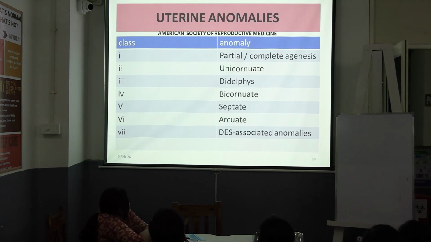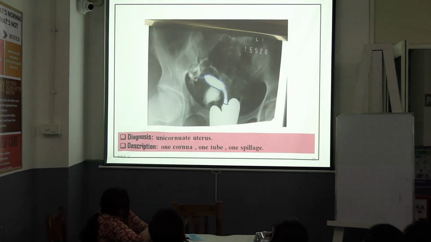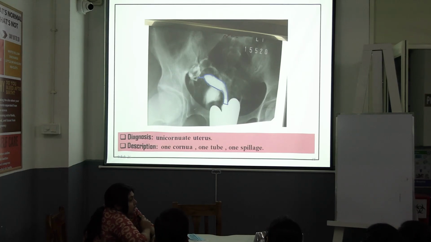So basically, the classification of uterine anomalies in ASRM classification. You don't need all this. So this kind of picture might be given in the exam. See, what do you think? This is what? This is a unicornuate uterus. See, one-sided cornu is there, one-sided tube, and that tube is patent, and there is spillage also.